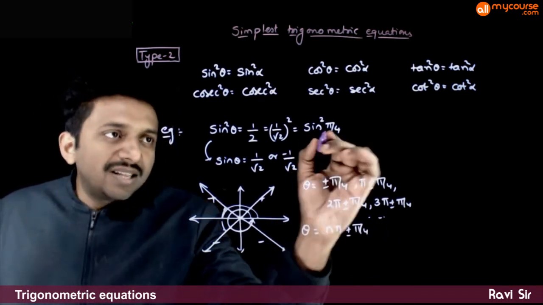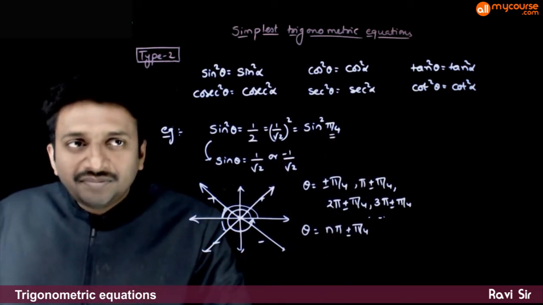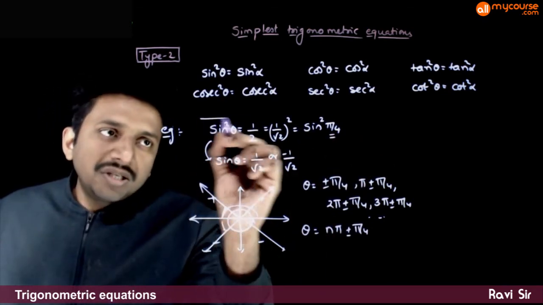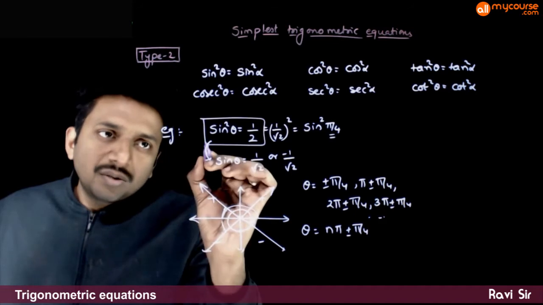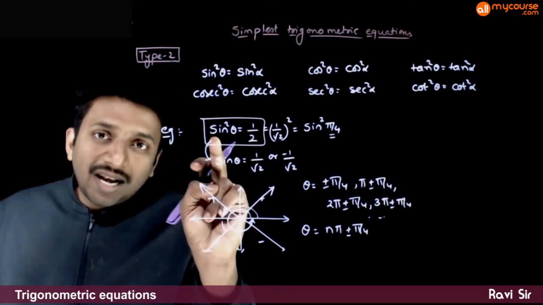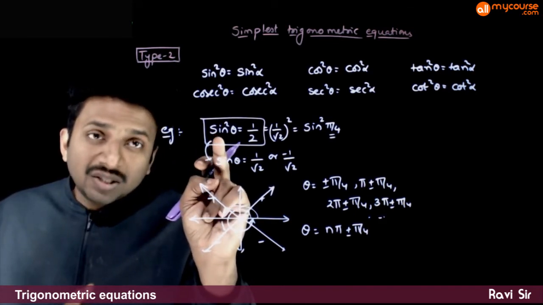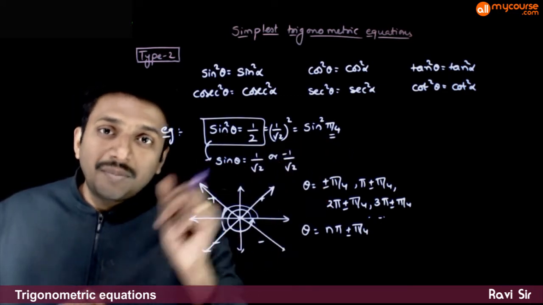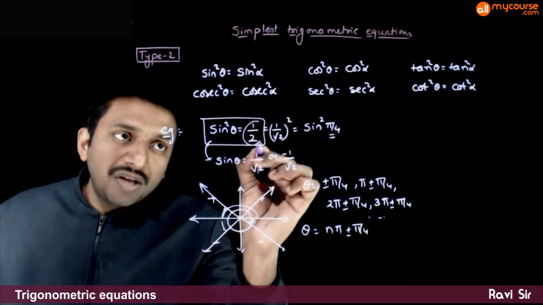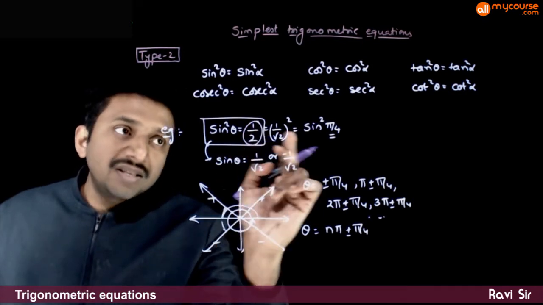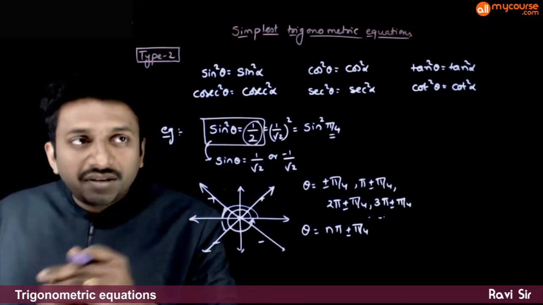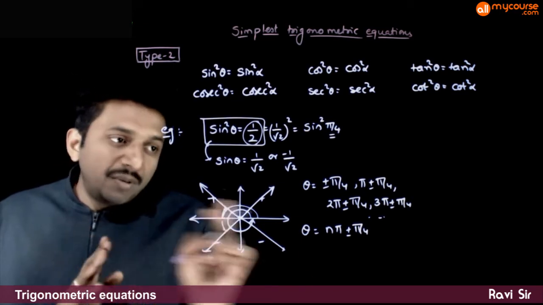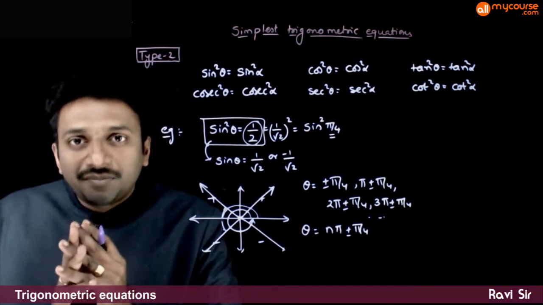So pi by 4 is nothing but this angle alpha. So whenever you have an equation involving squares, what you try to do is express sine square theta as equal to sine square of some number alpha. So whatever number is given, you have to express this in the form of sine square of alpha. You have square here. And the answer will be n pi plus or minus pi by 4.